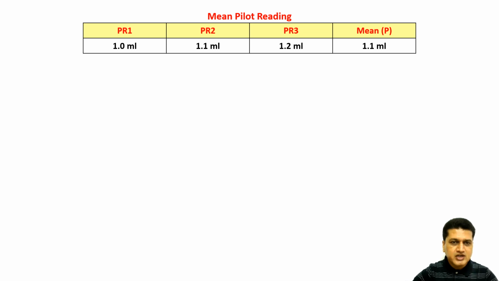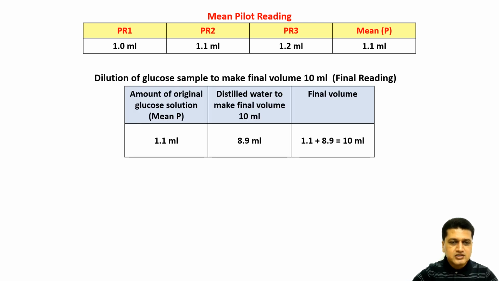Now we have to dilute the original glucose solution in a way that the final titration ends at 10 ml. Looking to the variations, the final reading must fall in between 9 to 11 ml. If original glucose solution equal to mean pilot reading P, that is 1.1 ml, and 8.9 ml distilled water both are mixed, the final volume of diluted glucose solution will be 10 ml.